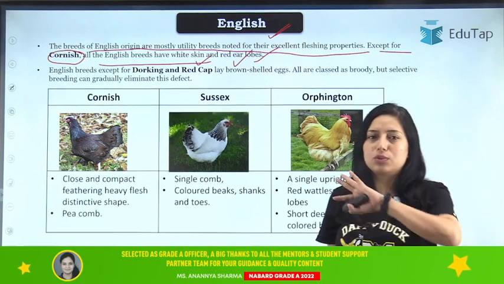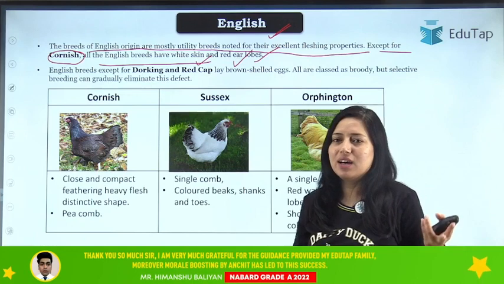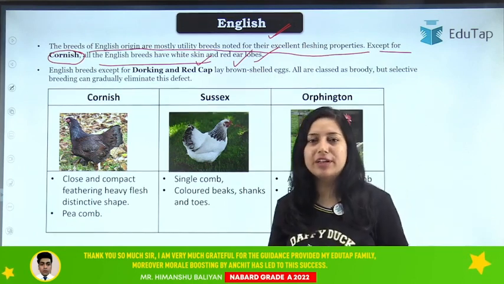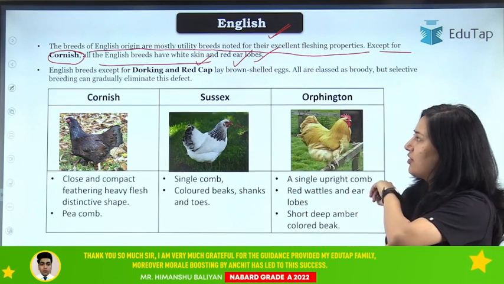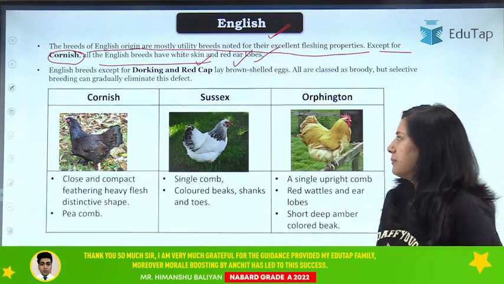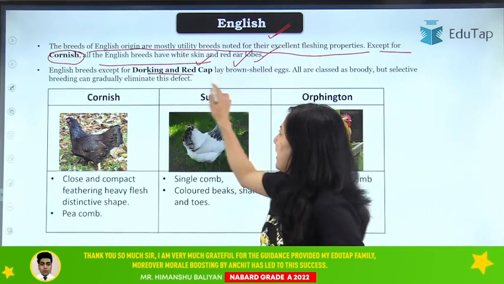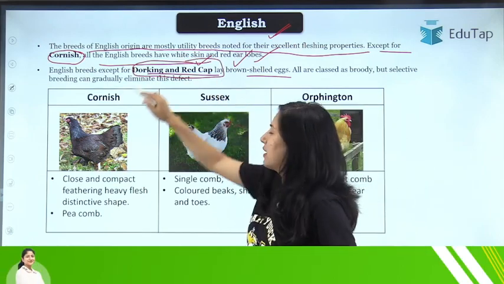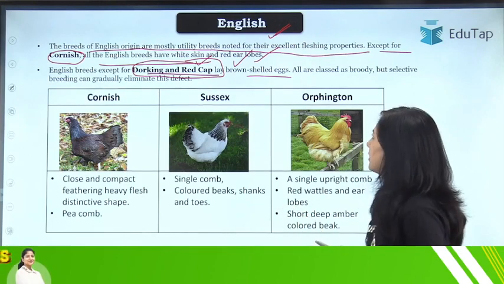You must know about the exception, because exceptions are often asked in the exam, right? You might see a question come: except which English breed do they all have white skin and red earlobe? That is Cornish, right? Then among English breeds, except the Dorking and Red Cap, the others lay brown shelled egg. Again there is an exception: except Dorking and Red Cap, others lay brown shelled egg. Okay?